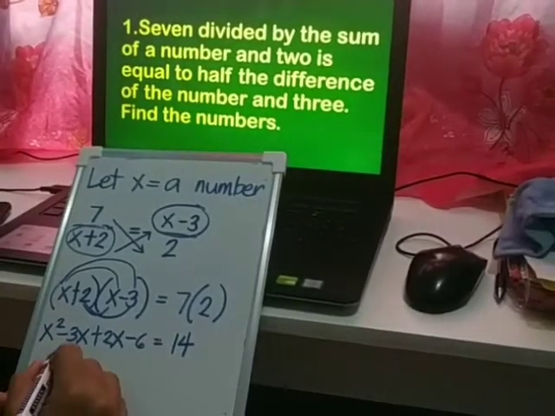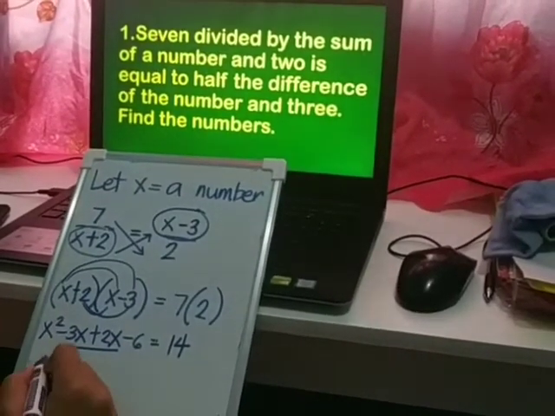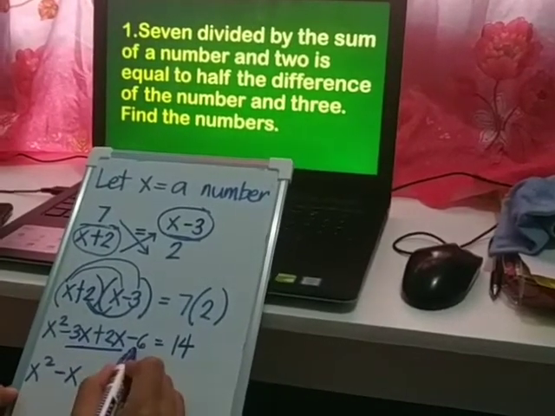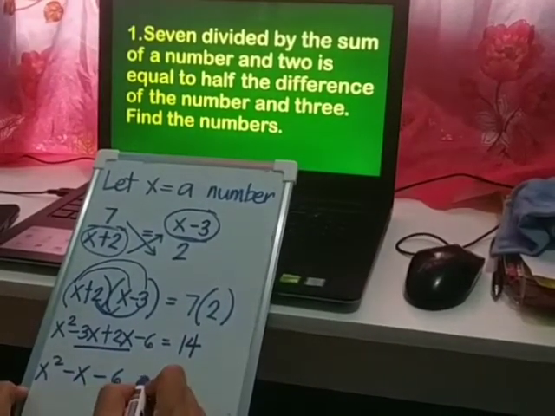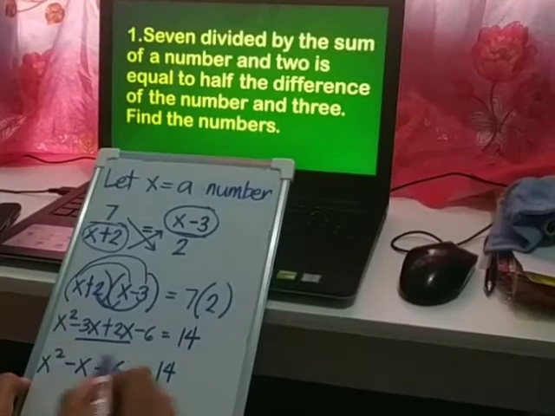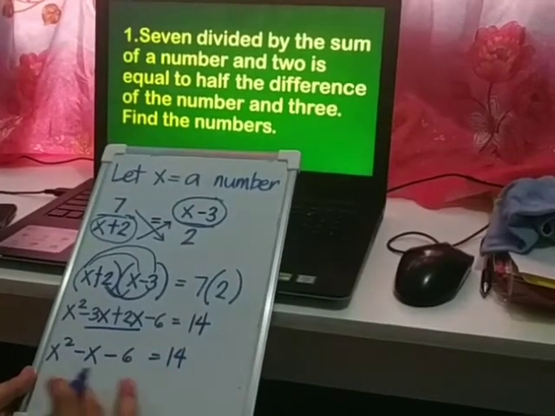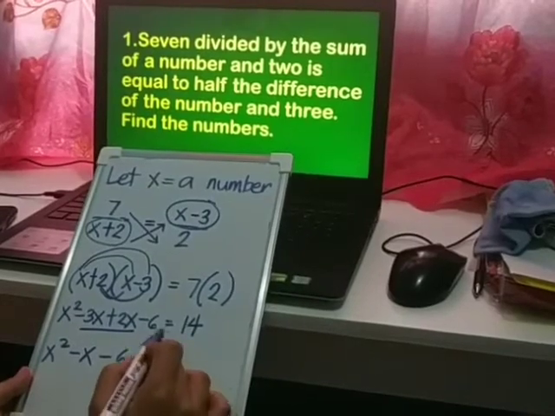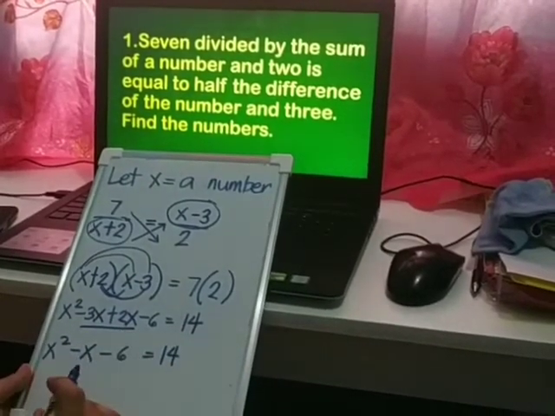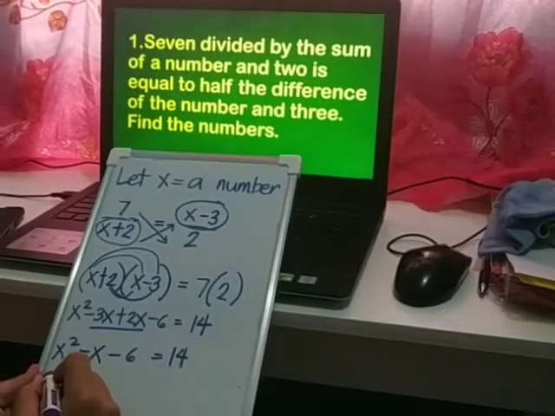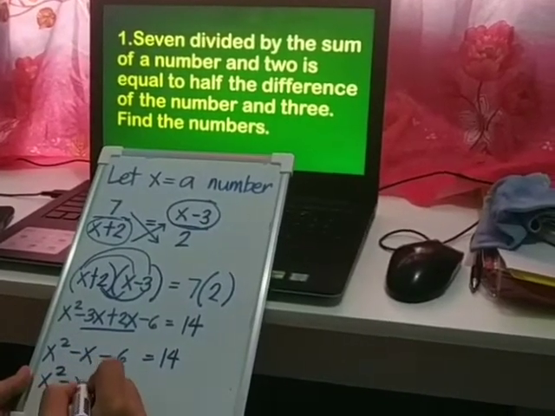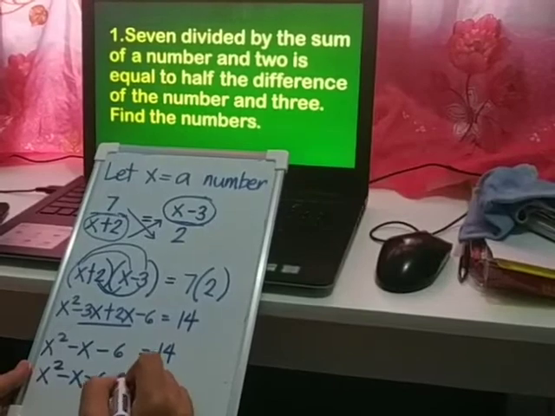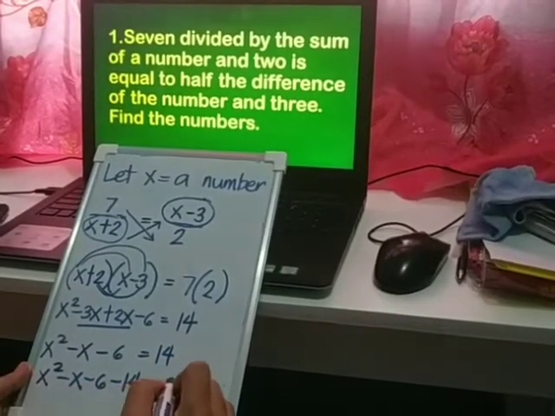Let's simplify. Let's combine this. x squared. Negative 3x and positive 2x is negative x. Then copy minus x equals 14. Let's transpose 14 into this side so that we can factor. Okay. x squared minus x minus 6. From positive 14, it will become negative 14 equals 0.